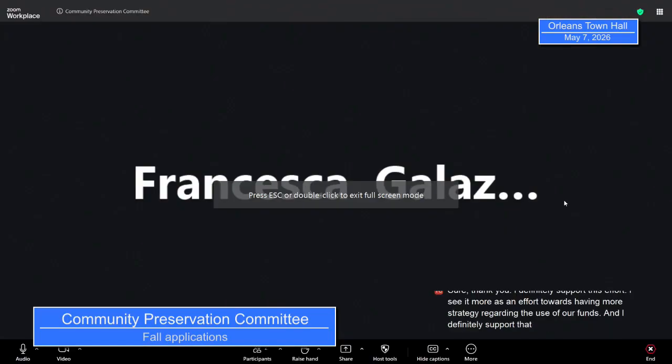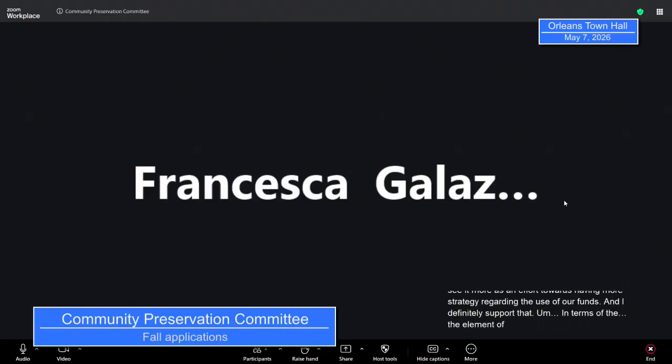I definitely support this effort. I see it more as an effort towards having more strategy regarding the use of our funds, and I definitely support that. In terms of the element of eligible project types with out-of-cycle funding, just a comment on that, because I think Bob's point and others were well taken. There's a balance between having a communicated standard and also keeping ourselves available to the projects that come up.